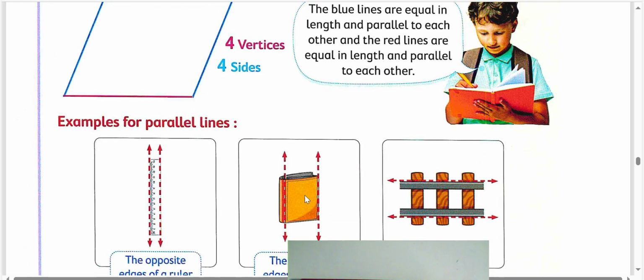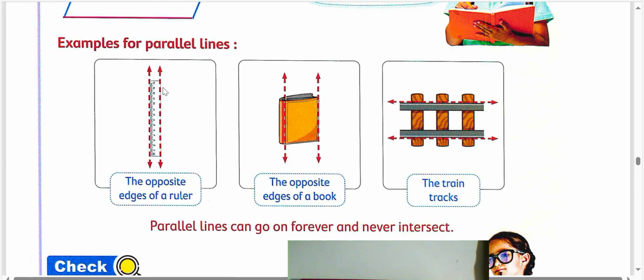Then we have the first one, parallelogram. We have the relation between two straight lines. We have two straight lines here that are parallel. This line is parallel to this line, and the opposite edges are parallel. An example of parallel lines is the train tracks. They are parallel also. Okay.